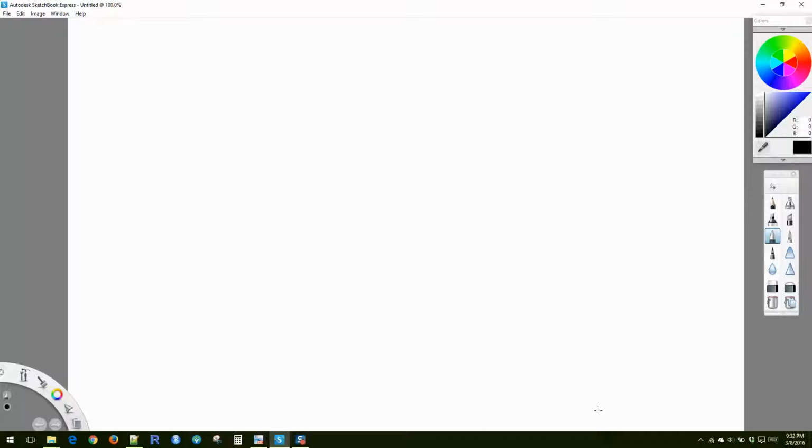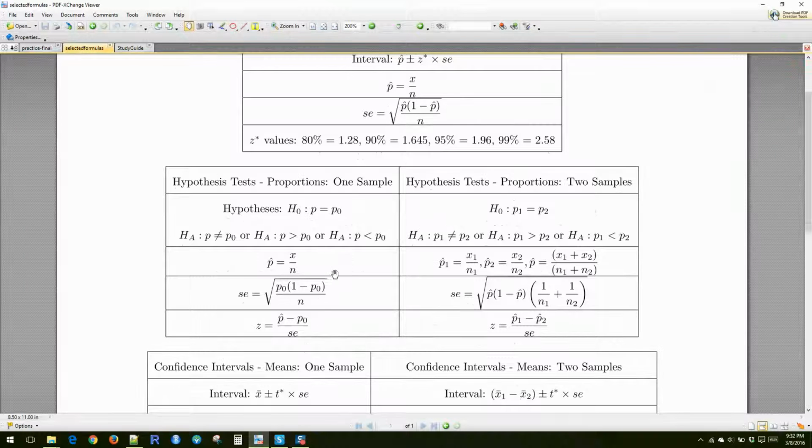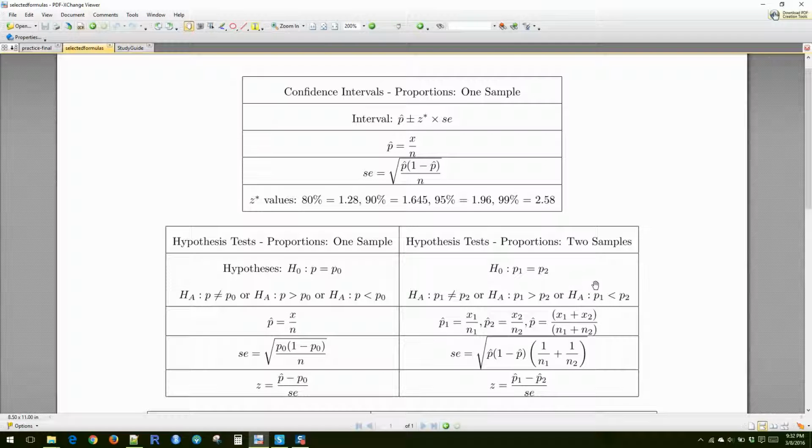Okay, and then so that covers all of our proportion stuff. So the key there is that when we're dealing with confidence intervals and hypothesis tests for proportions, we are using Z. We're using the normal distribution table. We're looking up Z-scores and things of that nature.